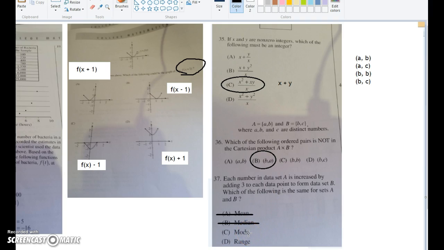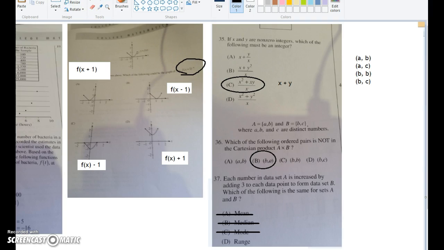The mode. Well, the mode is the one that happens the most. So like, if you have a data set that's 1, 2, 3, 4, 4, 4, 4, 5, 4 is your mode. Well, if everything is increasing by 3, you better bet the mode increases as well, so that's not it. By process of elimination, it's got to be range, but here's why.